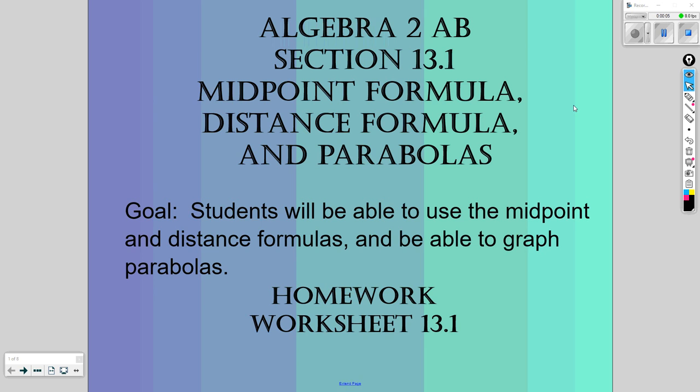Today we're going to start chapter 13 and we're going to begin by talking about the midpoint formula, distance formula, and parabolas. This is all going to be review from what we've done previously, but it's a good starting point in getting into chapter 13. So the goal of the lesson will be to be able to use the midpoint and distance formula and also to be able to graph parabolas. Alright, so let's get into it.